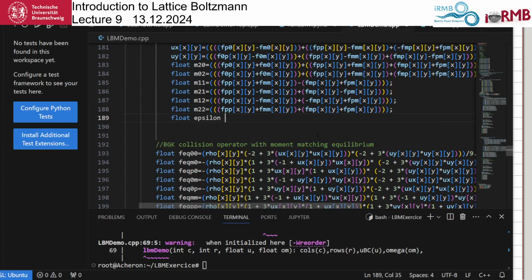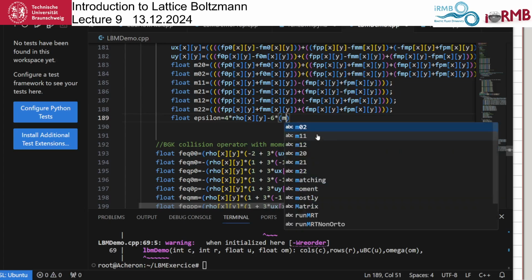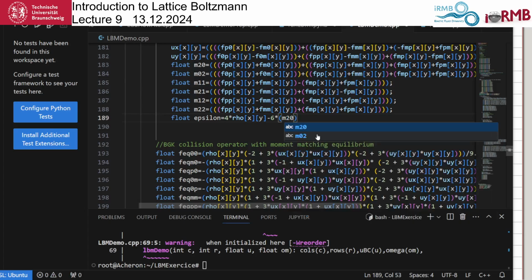Epsilon has been defined, as you look in your lecture, as 4 times rho x and y. So this is the one moment that we put actually inside the matrix, because we did not compute it as a local variable. That's why I have to write it like that. Minus 6 times m. So you're following whether I do this correctly? Yeah. 6 times m20 plus m02.